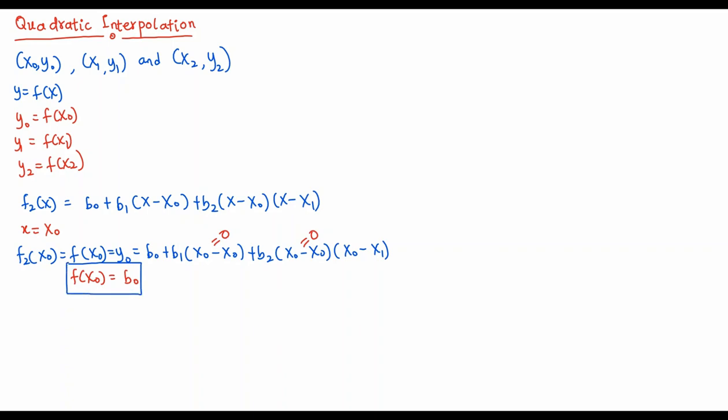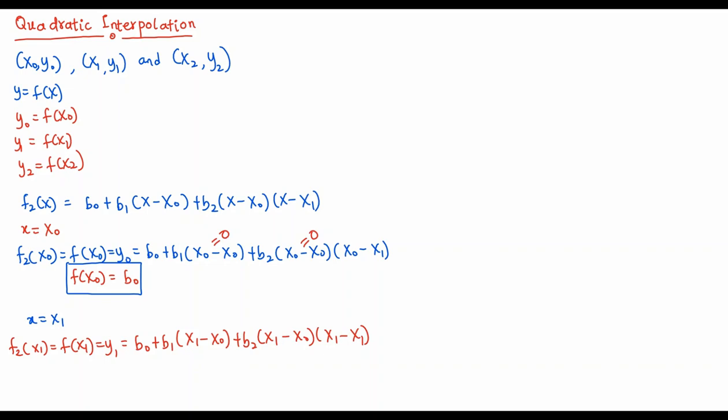All right, so now let's consider x to be equal to x1, and then substitute it into the function that we assumed. So you're going to have f2 of x1. That should be equal to f of x1, and then this should be the same as y1, and then this will be equal to b naught plus b1, brackets open, x1 minus x naught, brackets close, plus b2 multiplying x1 minus x naught, multiplying x1 minus x1.